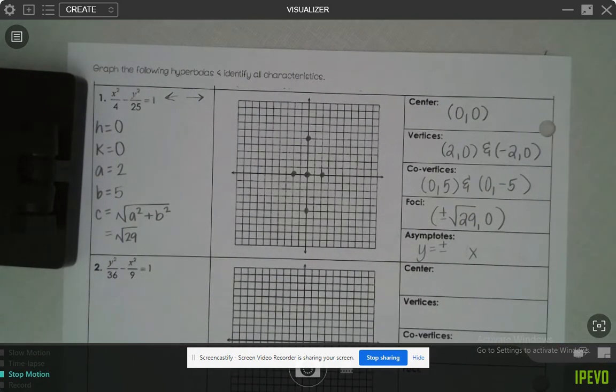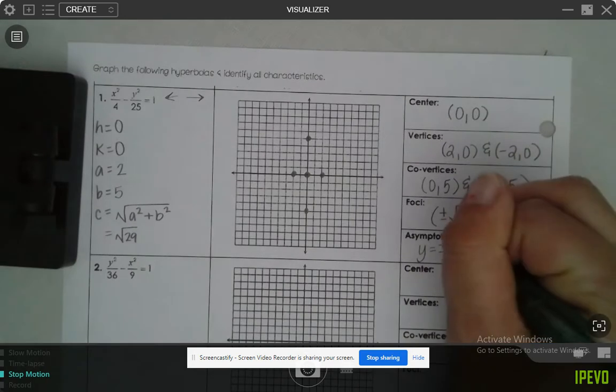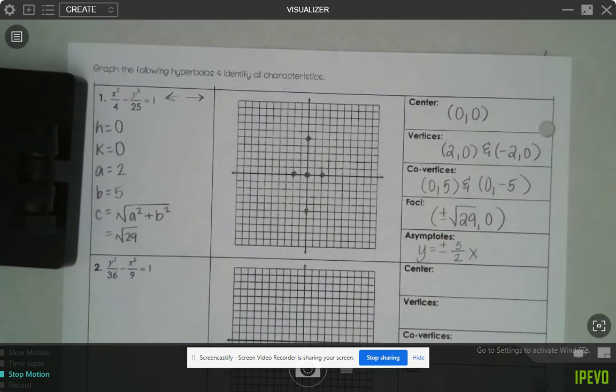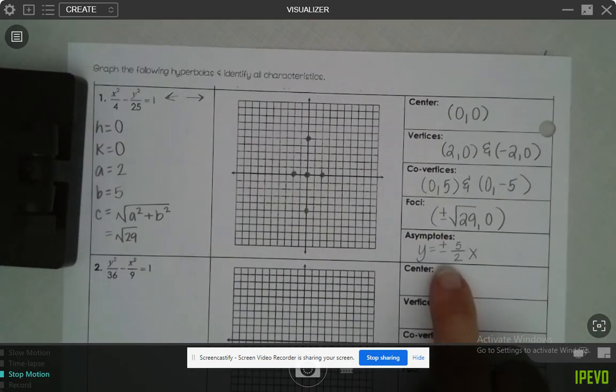Now, since it opens left and right, it's B over A. What is B? 5. What is A? 2. Is this a linear line? Yes. What's the y-intercept? It's 0 because there's nothing added or subtracted on the end.